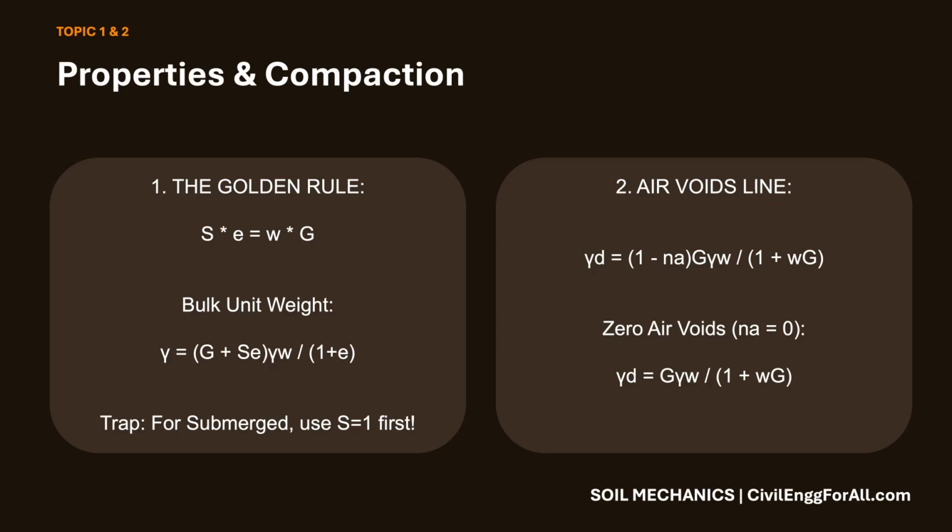For compaction, remember the air voids line. Gamma d equals 1 minus na multiplied by G and gamma w, divided by 1 plus w into G. Here, na is the percentage of air voids. If they ask for the zero air voids line, simply put na equals 0.